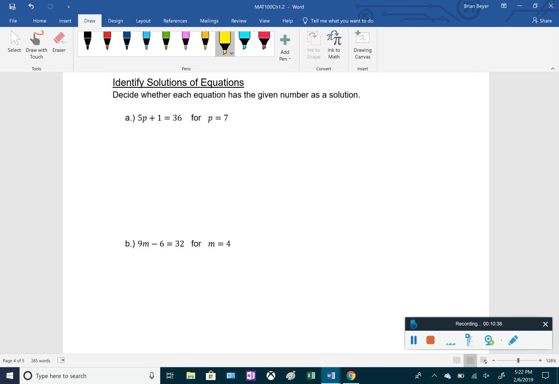So the first one, we have 5p plus 1 equals 36. So 5 times something plus 1 equals 36. We're seeing if that p value is 7. So we're going to plug that in and see if it's true. So 5 times 7 plus 1 equals 36. I'm going to throw a little question mark over the top because we're trying to see if it's true. So 5 times 7 is 35 plus 1. So 35 plus 1 does equal 36. So yes, this is a solution.